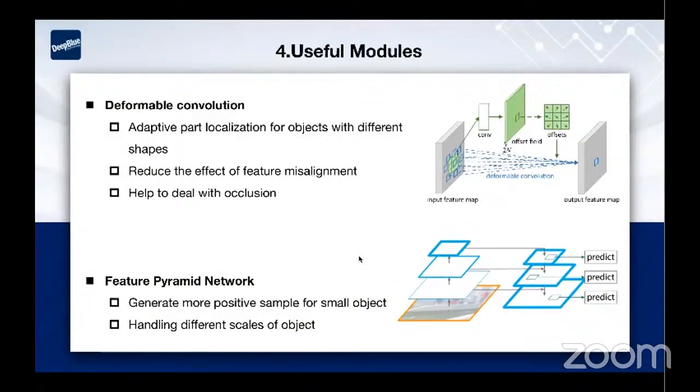Here are some useful modules. The deformable convolution adapts part localization for objects with different shapes, reduces the effect of feature misalignment, and helps to deal with occlusion. And FPN, the feature pyramid network, generates more positive samples for small objects, handling different scales of objects. DCN and FPN are widely used. It is always helpful.